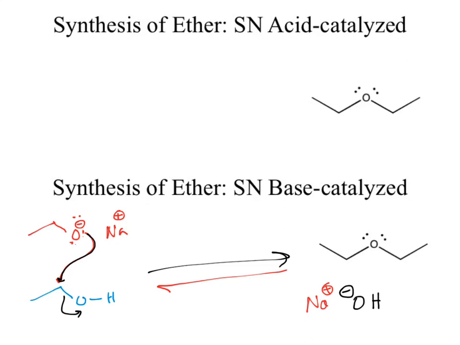How can we drive this towards our product? What do we know about our ether products? What are their boiling points? They're very, very low. Our alcohols, on the other hand, have much higher boiling points. So what could we do to drive our product formation? Distill it as we react it. The ether boils off, our alcohol is left behind. If we get rid of the product, which way does the equilibrium shift? Towards our products, and we end up generating more.